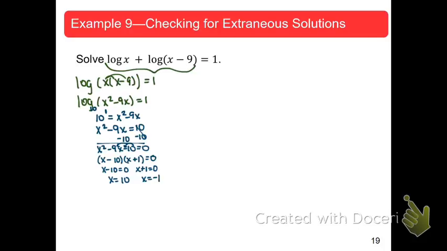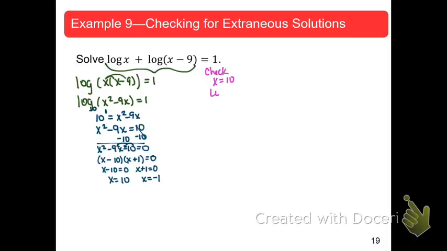Now don't necessarily just cancel out that negative 1 yet, because you can have a negative x value just as long as when you plug it back in, you don't get a negative answer. That you're not taking the log of a negative number. So let's go through and let's check. And I'm going to change colors here to do my check. So for my check, let's first check when x is 10, since I wrote it first.